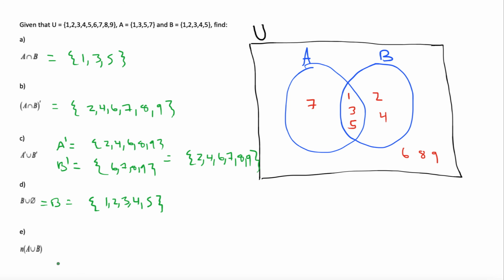Now the last question here, we see the little n in front. That asks for the number. How many elements are in A union B? A union B just represents all the elements that are within these circles. So when we count them up, we see that there are 6 elements in A or in B. So the answer here is just going to be 6.